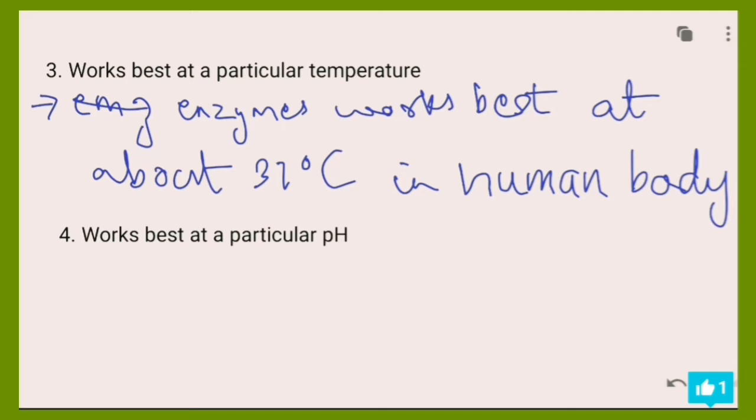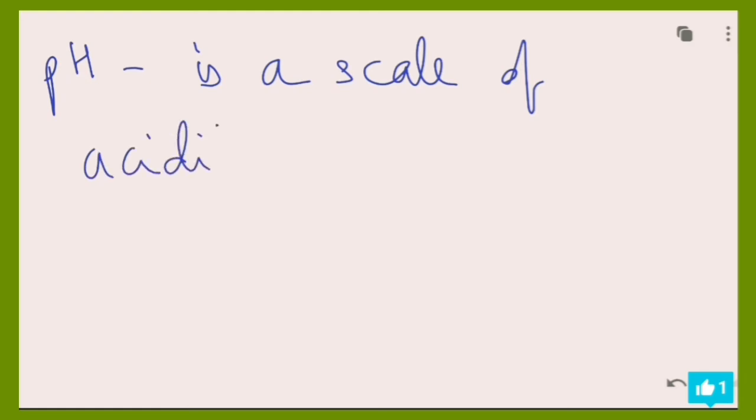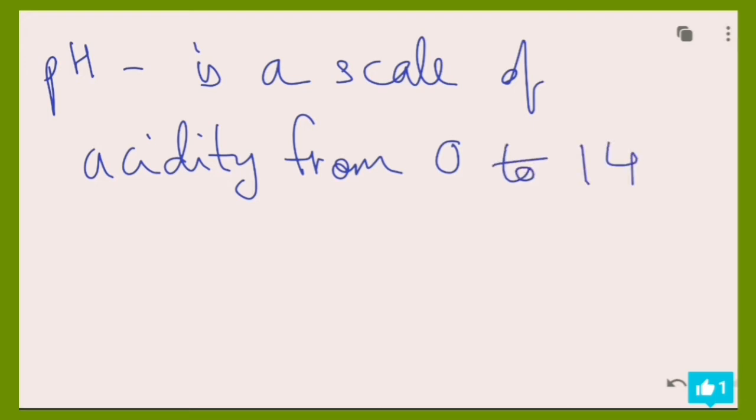Number 4, they work best at a particular pH. What is pH? Now, pH is the scale of acidity from 0 to 14. Let me write down the definition. It is a scale of acidity from 0 to 14.